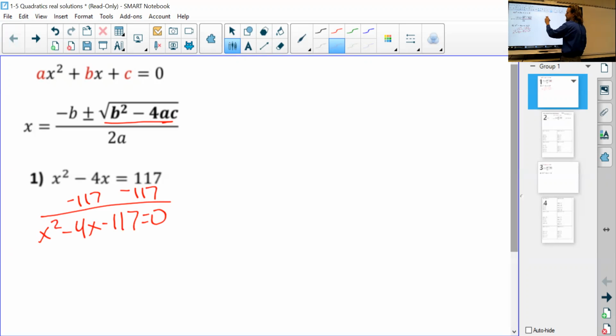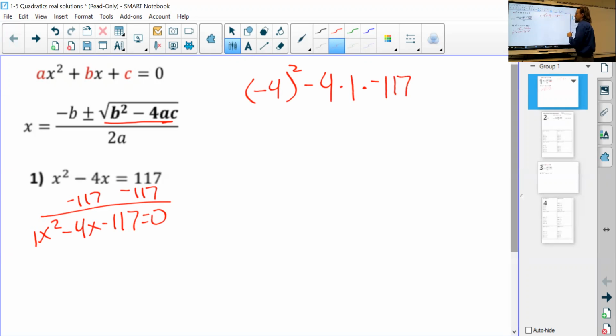So b is negative 4. So negative 4 squared minus 4 times a. There's no number there, so we can put a 1. So 4 times 1. And c is negative 117. Okay, so 4 squared, or negative 4 squared, either way, is 16.